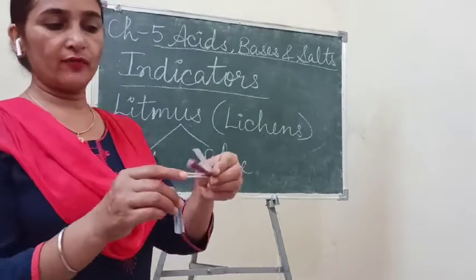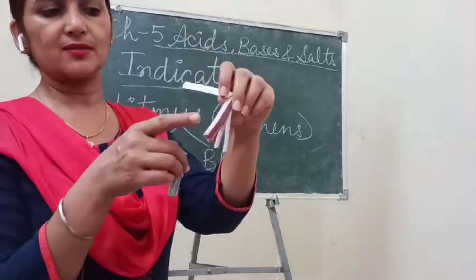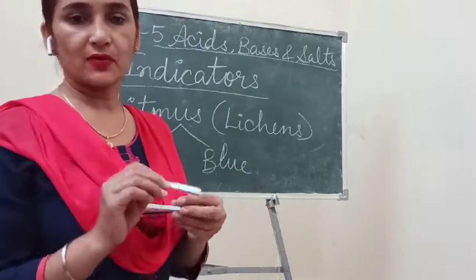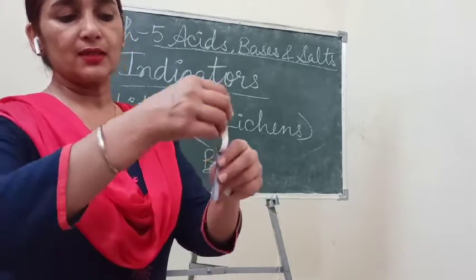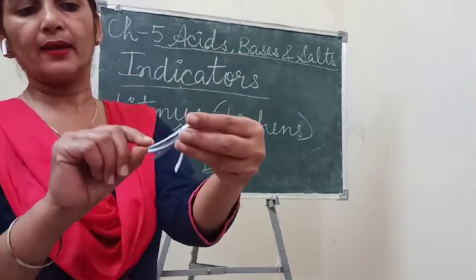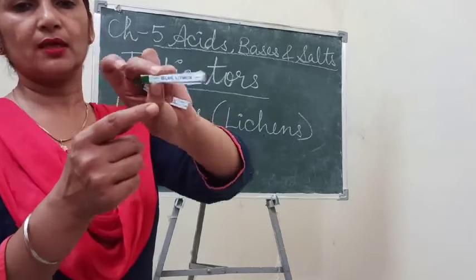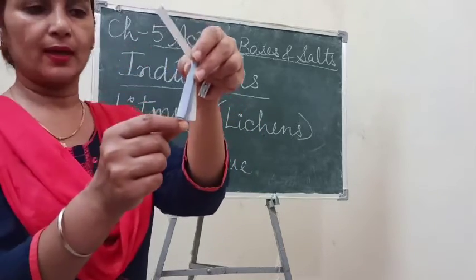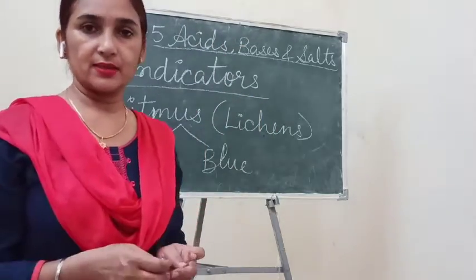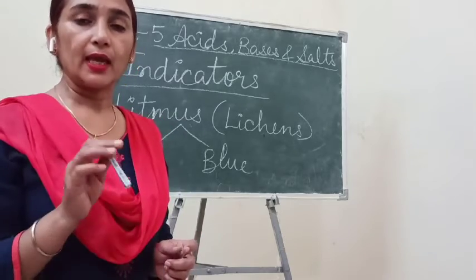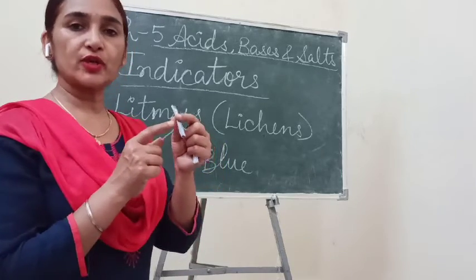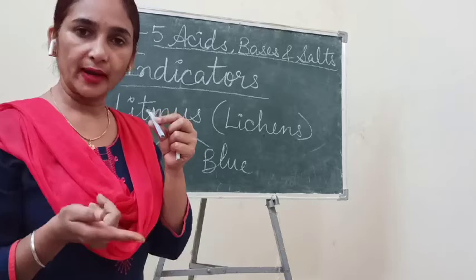I am having two kinds of litmus paper. These are red, meaning it is not dark red but a little bit pinkish kind of color, but its name is red litmus. And in the same way, these are blue litmus paper. See here it is written blue litmus, and they are blue in color. And blue litmus paper we always use to detect acids. When we put it in acid, if anything is acidic in nature, then its color will change from blue to red.